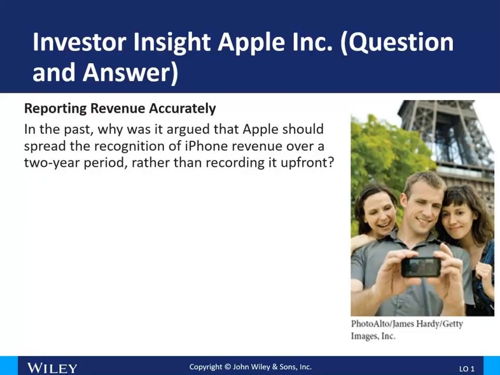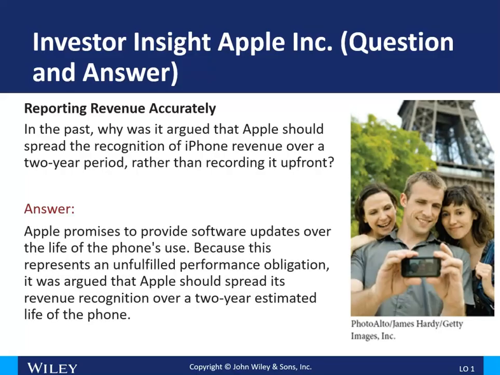Why was it argued that Apple should spread recognition of iPhone revenue over a 2-year period rather than upfront? The promise to provide software updates represents an unfulfilled performance obligation. It was argued that Apple should spread its revenue over the 2-year estimated life of the phone. Okay, because they had that additional obligation, they had to record the revenue over that 2-year time period.